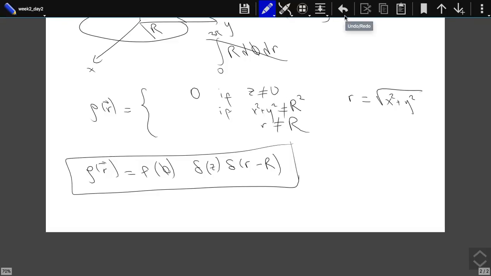Okay, so now we need to determine this F. What should be this F? What do we know about the charge distribution? Well, except that it's on the ring, we are not yet given anything, but let's assume that it is uniform. So the charge is uniformly distributed. It just tells me that F is independent of phi.